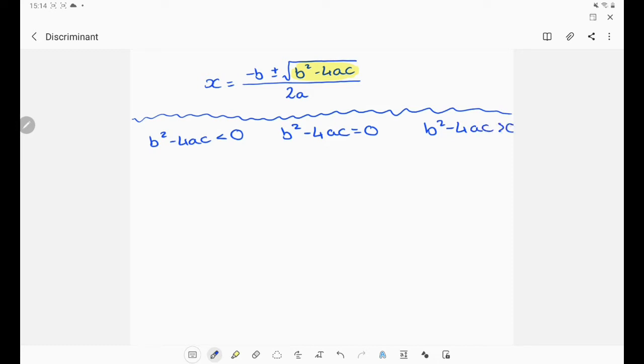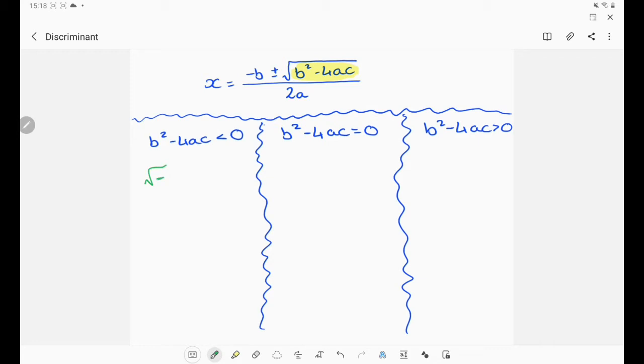So if you had to split up your values into key categories, you'd have less than 0, equals 0, more than 0. And I'm just going to split these off into 3 columns. If we turn our attention to this first category, b squared minus 4ac is less than 0. And we think about the effect this would have on our quadratic formula, which guarantees finding our roots. You're going to be taking the square root of a negative value.